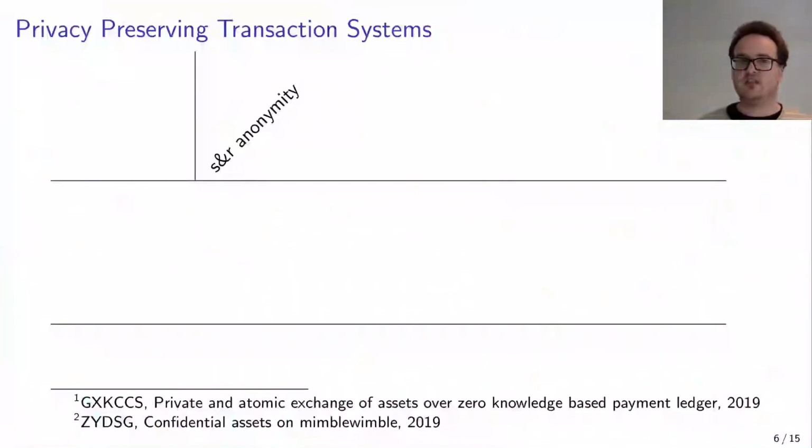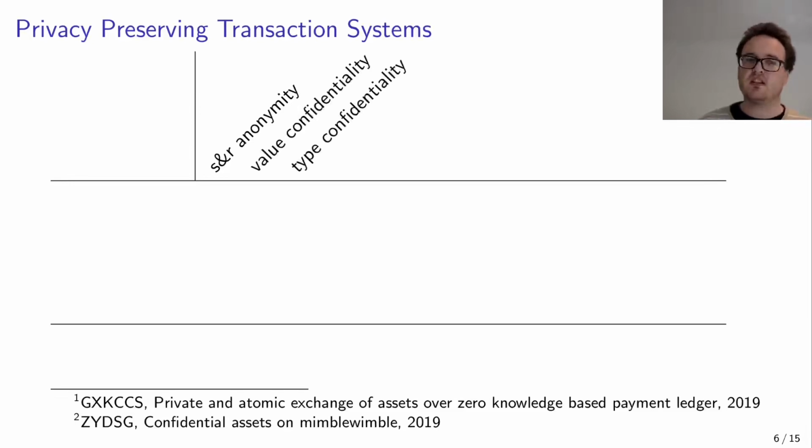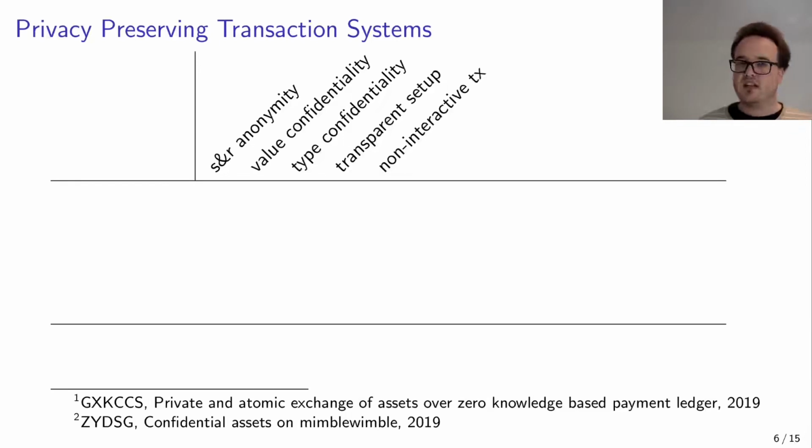If we look at recent work, we want to evaluate it with different properties. As explained before, we need sender and receiver anonymity. We want value confidentiality. We want type confidentiality. We want a transparent setup, non-interactive transactions, and atomic swaps, which only make sense if we have type confidentiality. And then we show how they achieve it with some high-level building blocks.